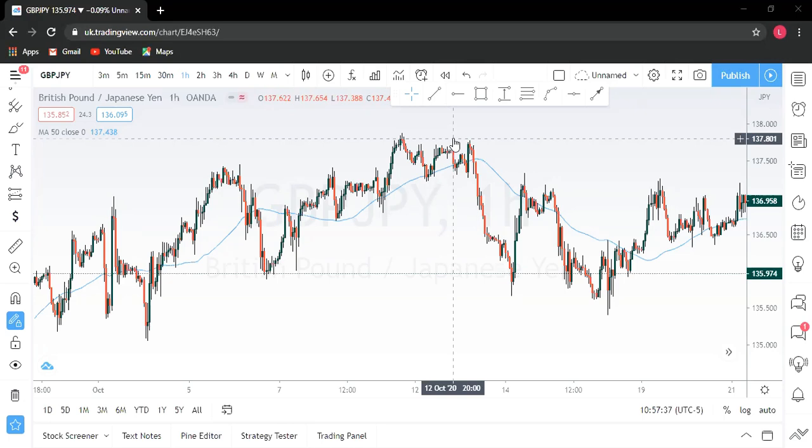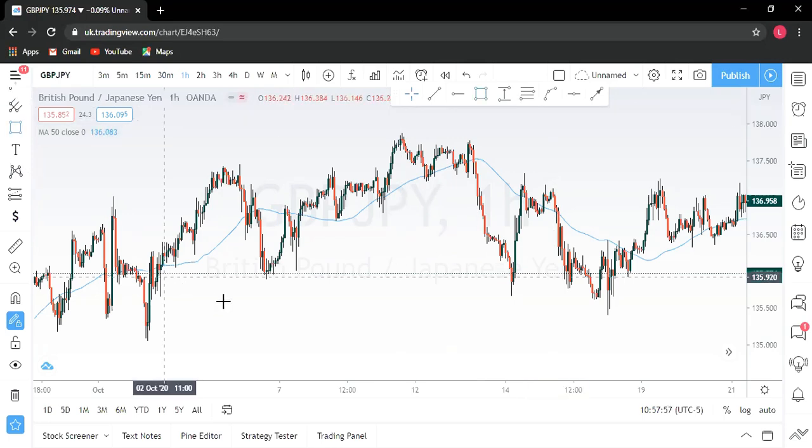However, there are some things you need to put into consideration before you can take a trade at a support or at a resistance level. Among the confluences you need to consider is your candlesticks, which I'm going to talk about now in detail.